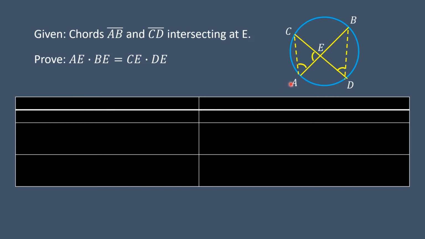This is the angle AEC, and this is the angle DEB. Notice that these two angles are vertical angles, and therefore they are congruent. So for our fourth statement, we write angle AEC is congruent to angle DEB. The reason: vertical angles are congruent.